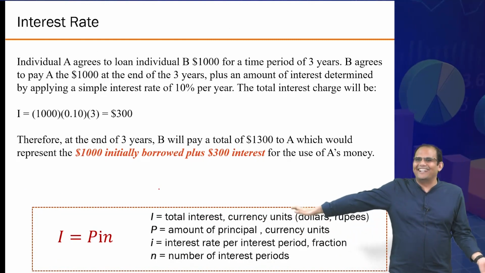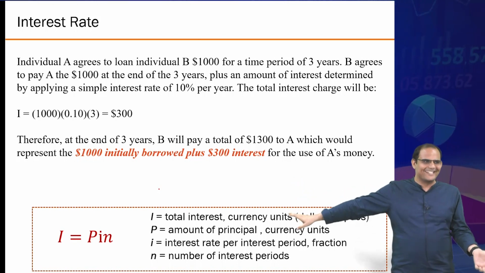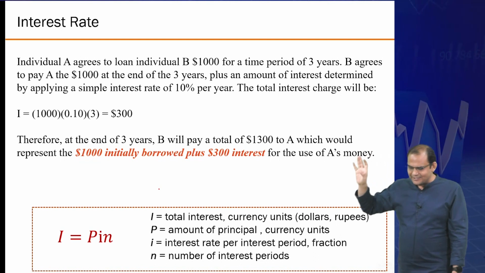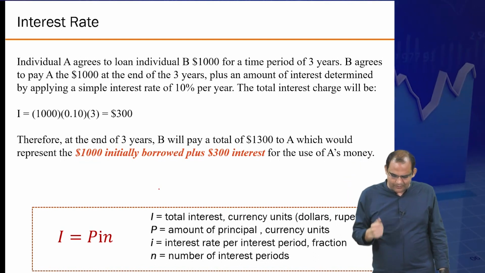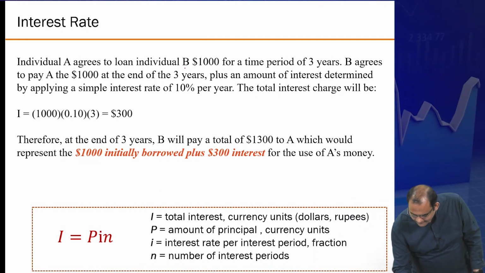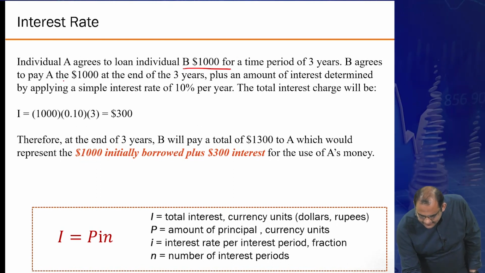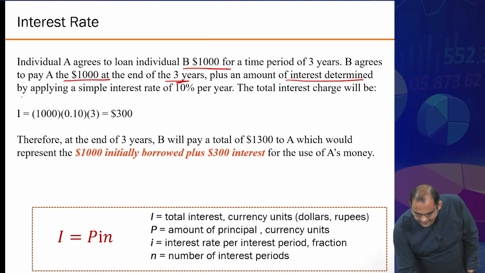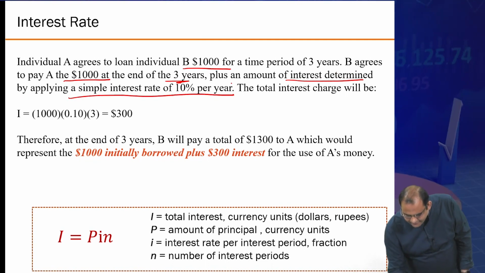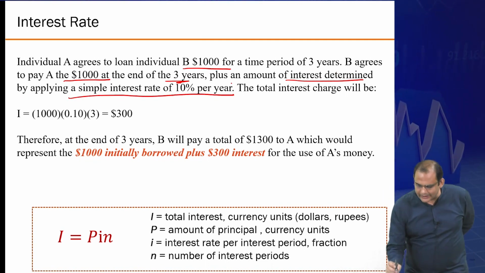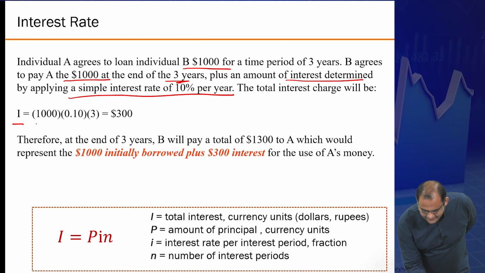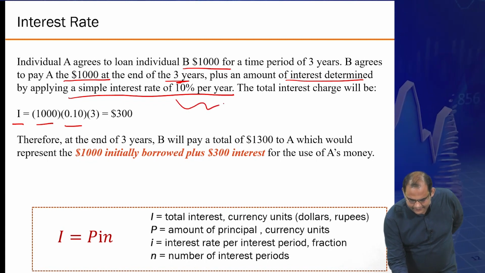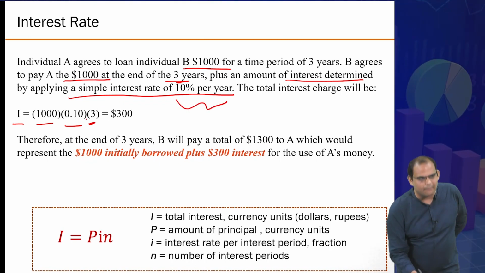A simple example to prove that this formula works, or to check what you have understood. Individual A agrees to loan individual B 1,000 rupees for a period of 3 years. B agrees to pay A the 1,000 at the end of 3 years plus an amount of interest determined by applying a simple interest rate of 10% per year. The total interest charge will be capital I equals 1,000 times 0.10, which is the 10% per year rate, times 3, the number of years.